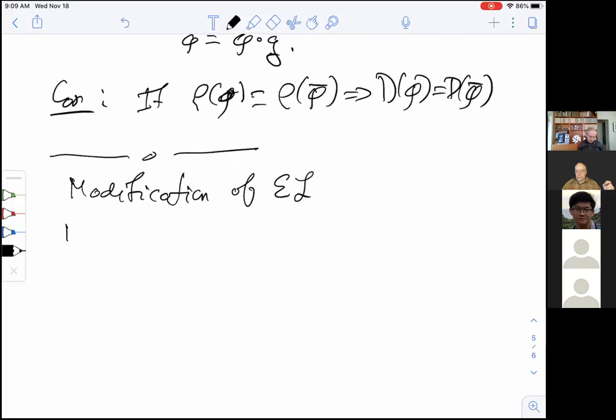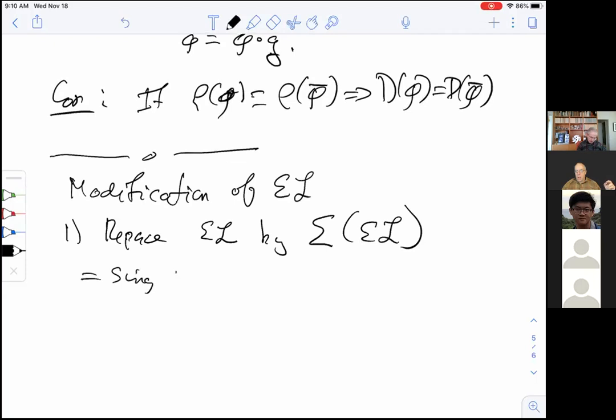So the first thing, I can replace any space, EL or any of the other spaces, by a simplicial set, which is the singular simplicial set of EL. This is something you can do for any space. So maybe I should stop and ask, do you want a quick 5-minute, 10-minute refresher on simplicial sets? Yes. Or is that something familiar to you? I heard a yes. Okay.